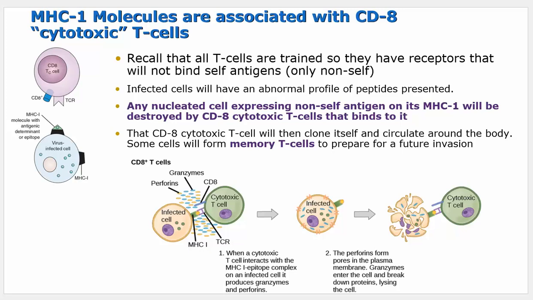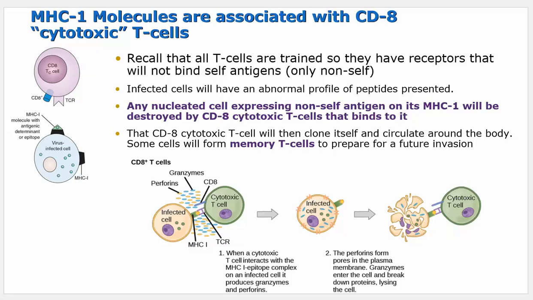All right, so there we go. We're going to go through all of that again. MHC1 molecules are associated with CD8 cytotoxic T cells. Recall that all T cells are trained, so they have receptors that won't bind self. Infected cells will have that abnormal profile of peptides because it's sampling the inside, and there's a pathogen in there, and it just happens to have sampled those proteins for that virus or whatever. So any nucleated cell that's expressing non-self antigen on its MHC will be destroyed by those CD8 cytotoxic T cells.